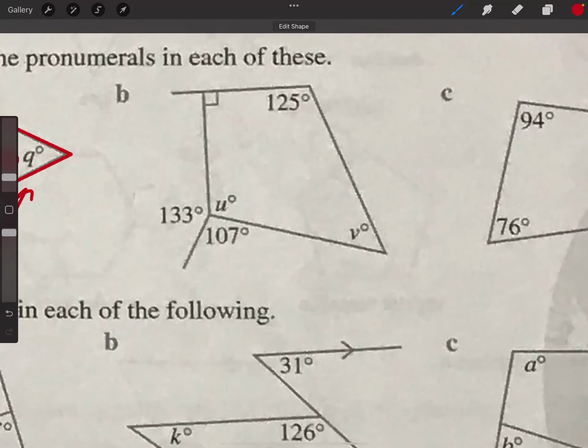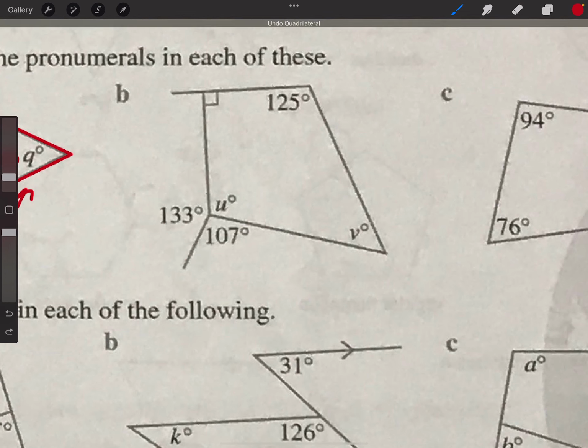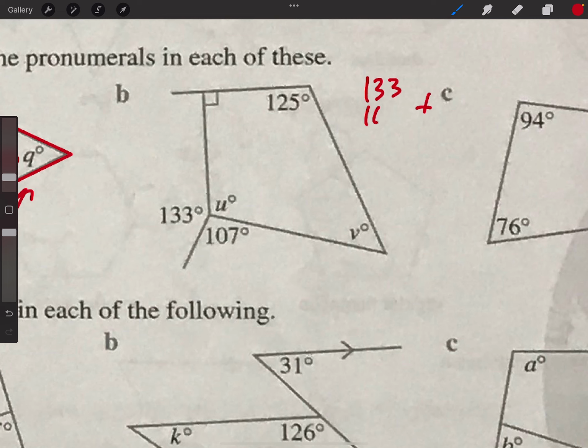Question B. We know this is a revolution angle here, so we can work out the angle U. So 133 plus 107 is 240. 360 take away that 240, and you're going to get 120. So this must be 120 to make a revolution. Okay, now you got this will be 90 degrees.